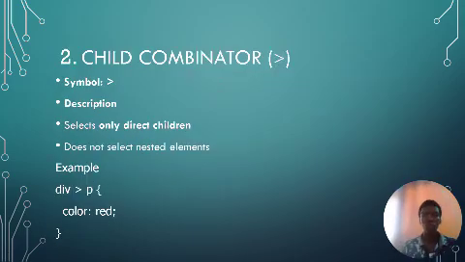Then we go to the child combinator, which has the greater than symbol. It selects only direct children. It does not select nested elements. An example is div greater than p, with color red. So it styles p elements that are immediately inside the div. Only paragraphs that are direct children of the div will be styled.